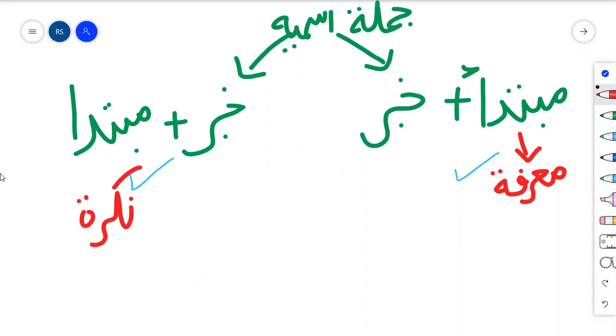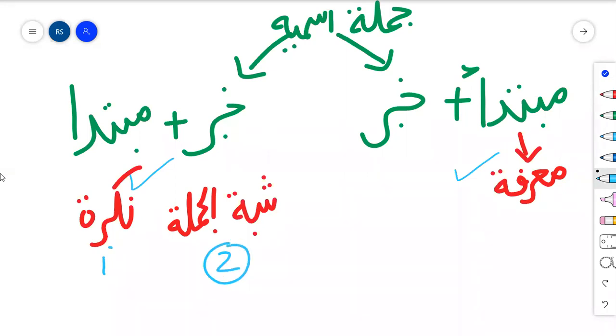Sir, if we have shibul jumla in the first one with marifa, so the pattern is the same? Yes. Shibul jumla does not affect the marifa, but it affects the nakira. Okay. So here it has two conditions. One condition and second condition. These two conditions must be fulfilled. Then khabar will come first. Otherwise, khabar will not come first if any of these two fails. Okay.